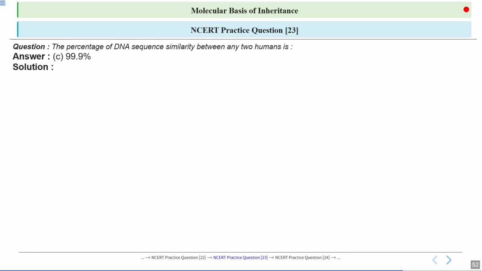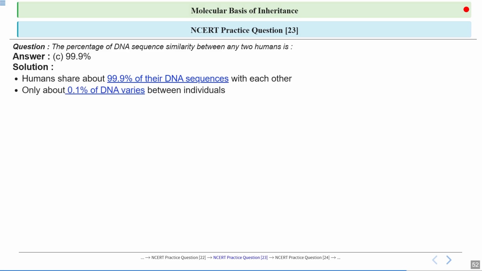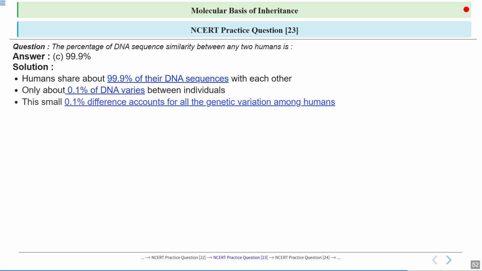Option number C is 99.9% DNA sequence is similar between 2 humans. Only 0.1% variation occurs. Okay, or only variation occurs in only 0.1% of the DNA sequence. Okay, now this smaller 0.1% difference accounts for all the genetic variations among the humans.